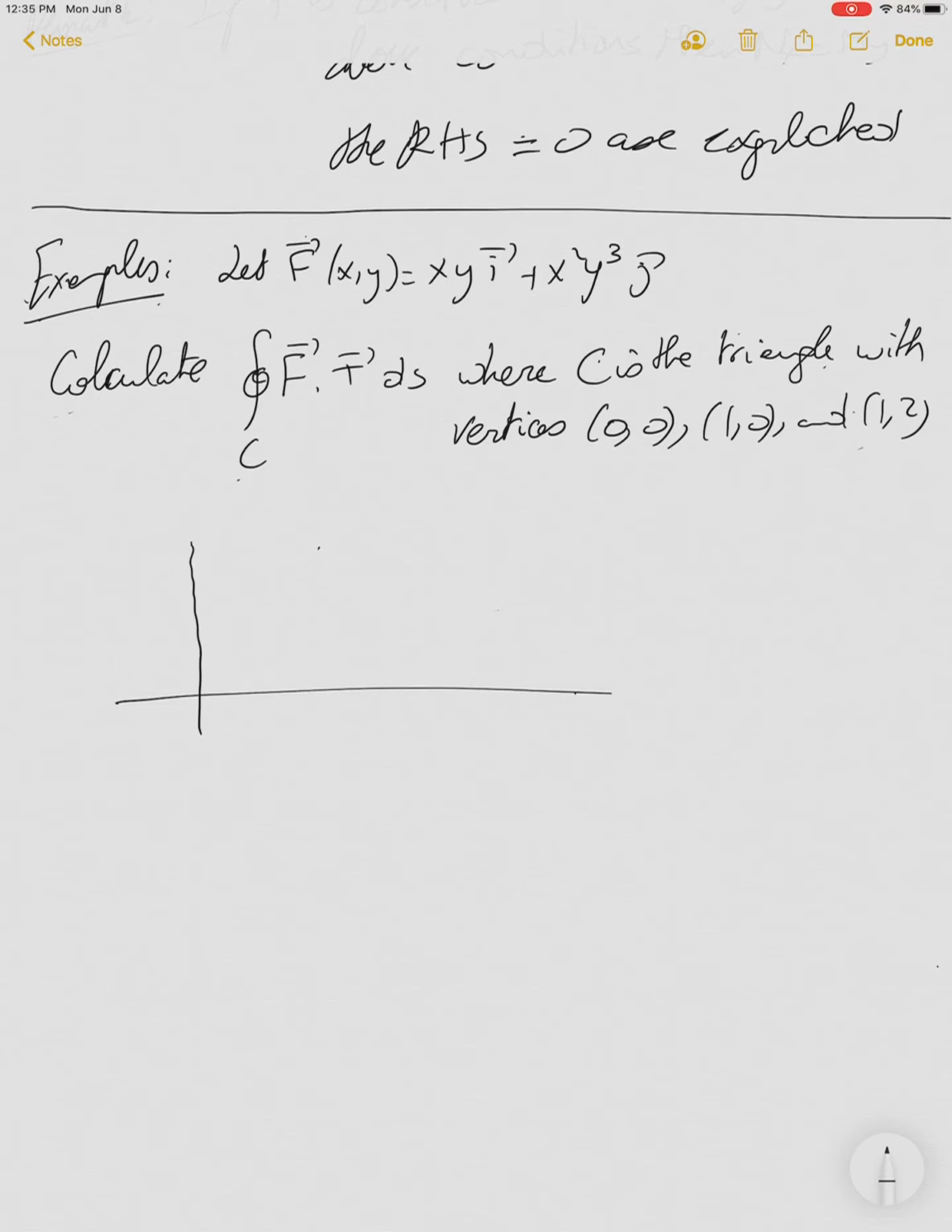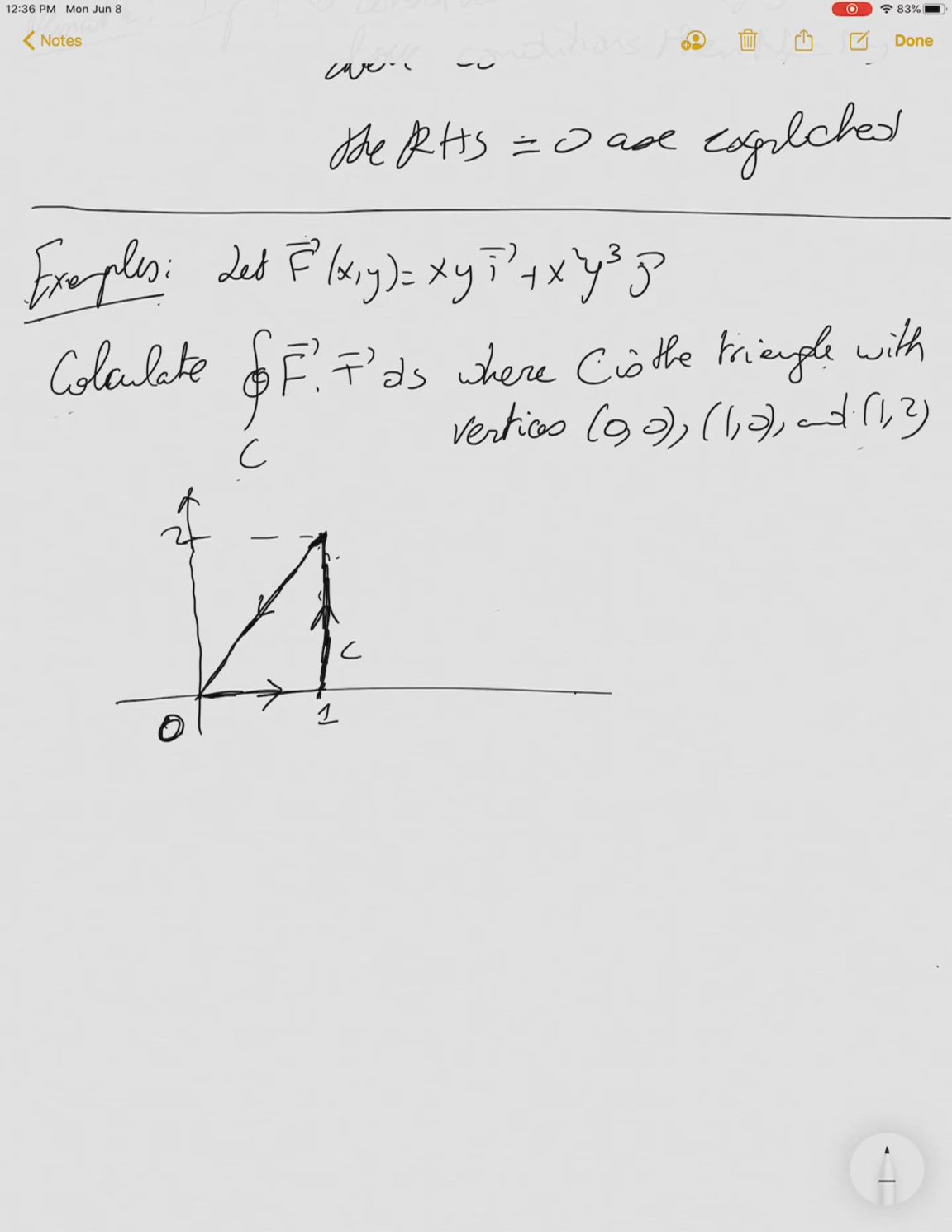It's always very useful to draw a picture. This is 1, and let's say this is 2. And this is my curve C, and I want to calculate the line integral over my curve C. Now, there are two methods.